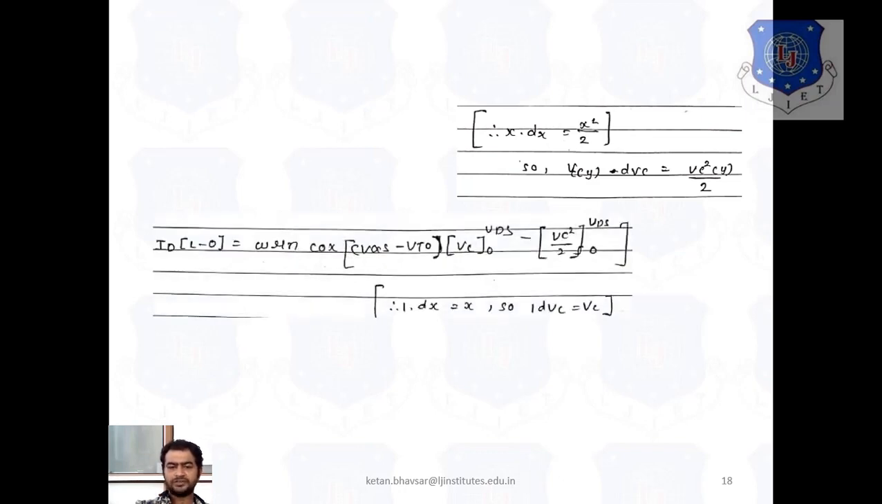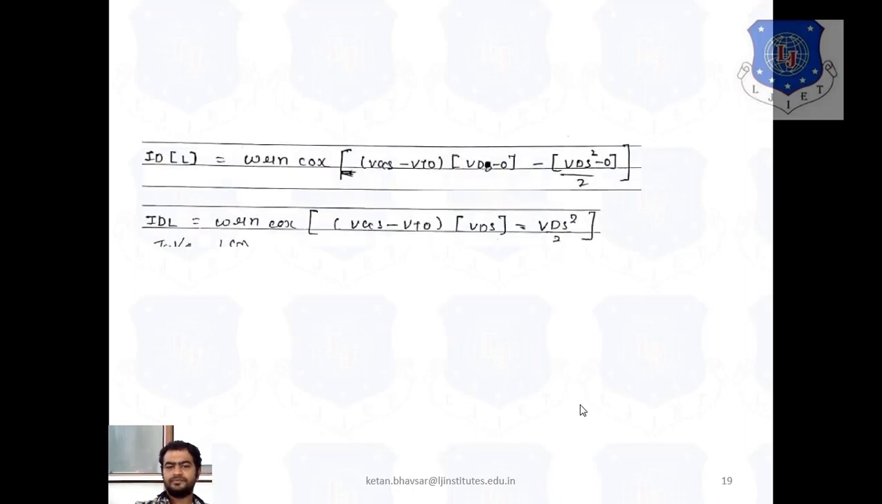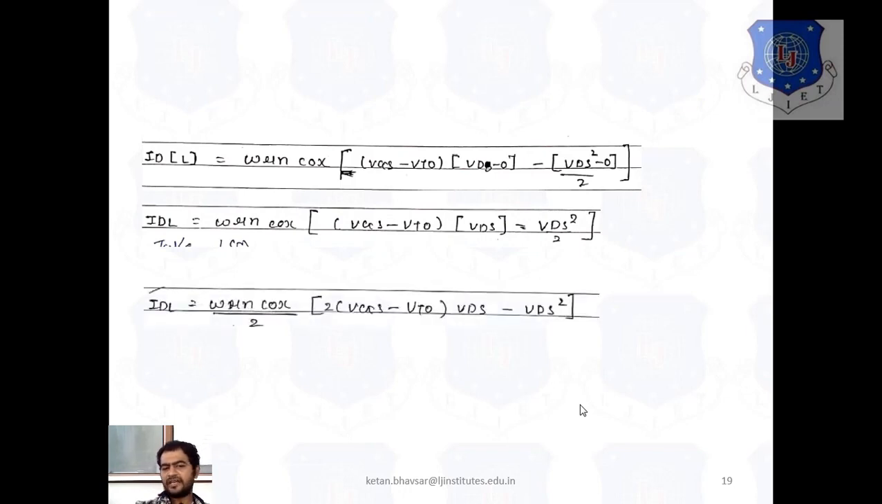After putting in the limits, we remove the 0. So ID times L is equal to W mu N Cox into VGS minus VTO into VDS minus V square DS divided by 2, and the equation looks like this. Finally we get ID times L equal to W mu N Cox by 2 into 2 (VGS minus VTO) VDS minus V square DS, because we take the common factor of 2, so we have to multiply by 2 here.